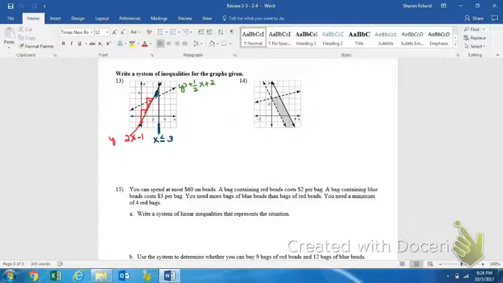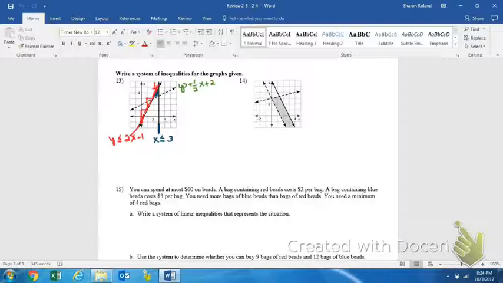Now we're looking at the shade. Here's the line right here. The shade is below it, and so it is less than. And because this line is solid, you have a solid line under the inequality. And that's it.